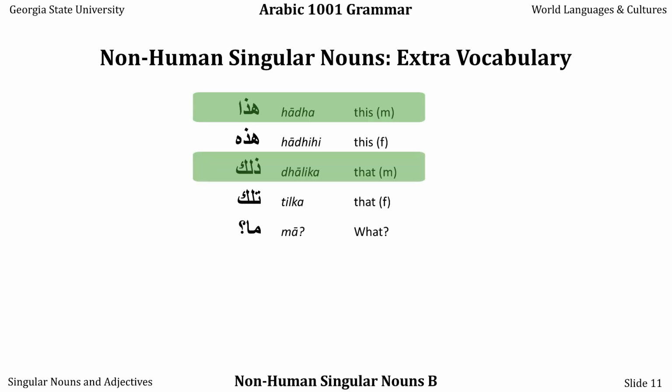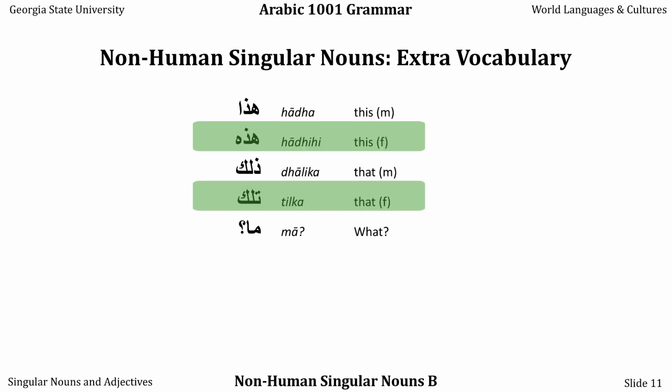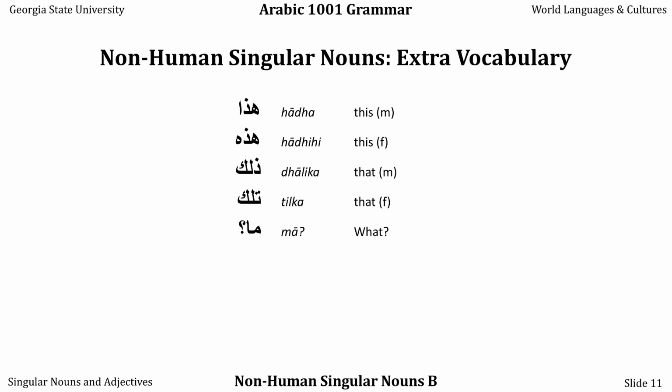We already know the words hadha and dhalik for this and that, and now we've learned their feminine counterparts, hadhihi and tilka, this and that for feminine nouns. Now you know 10 more words. Go around your classroom and practice pointing at things and telling us what they are.